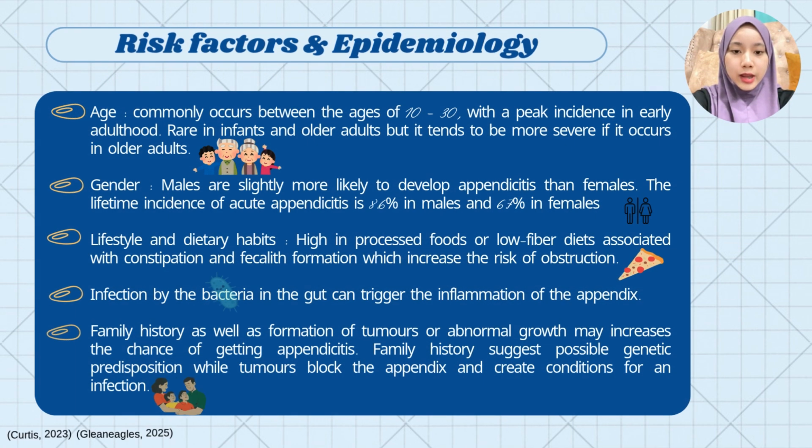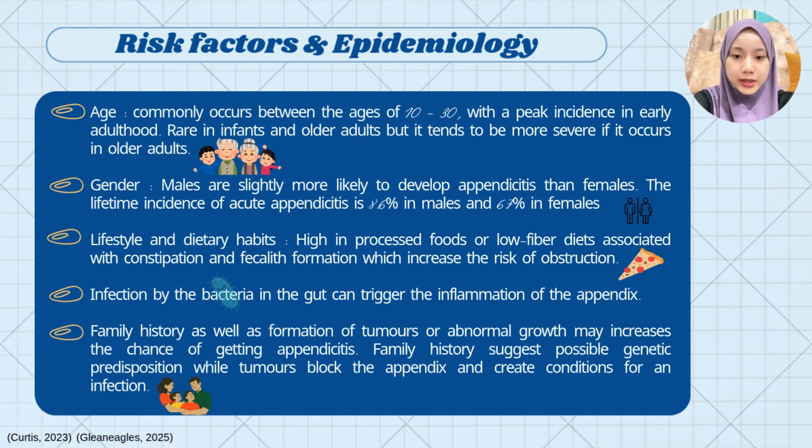The risk factors and epidemiology of appendicitis include age. It commonly occurs between the ages of 10 to 30, with a peak incidence in early adulthood. However, it is rare in infants and older adults, but tends to be more severe if it occurs in older adults. As for gender, males are slightly more likely to develop appendicitis than females. The lifetime incidence of acute appendicitis is 8.6% in males and 6.7% in females.